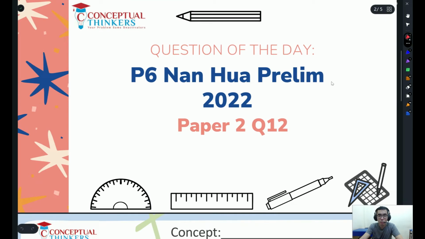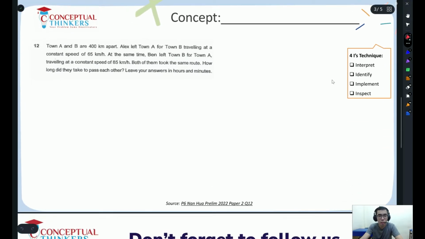Now today our question update will be P6 Nan Hua Prelim 2022, Paper 2, Question 12. So let's dive into the question. So let's interpret the question first.